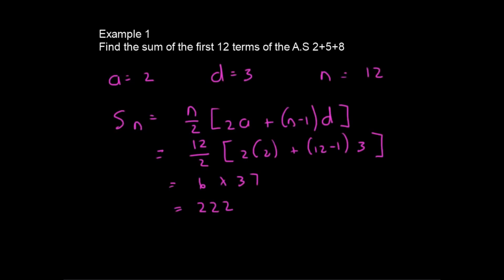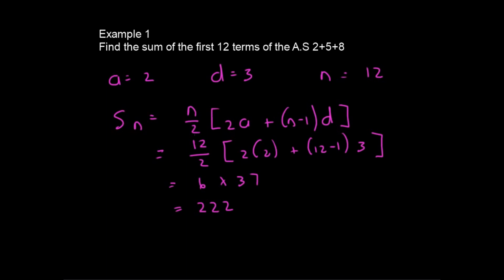Let's look at our first example. It says find the sum of the first 12 terms of the arithmetic series 2, 5, and 8. So we see that our first term is 2, our difference is 3, and they told us that there were 12 terms. We ask ourselves the question, are we going to substitute into the first formula, or into the second formula? The second formula requires the last term. We don't have the last term, so we are going to be using the first formula.